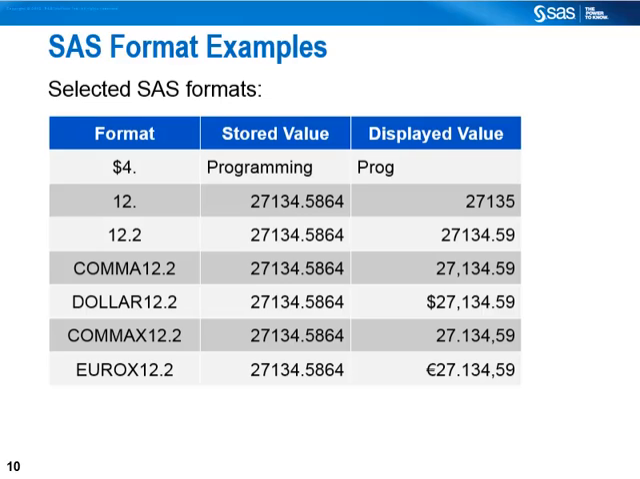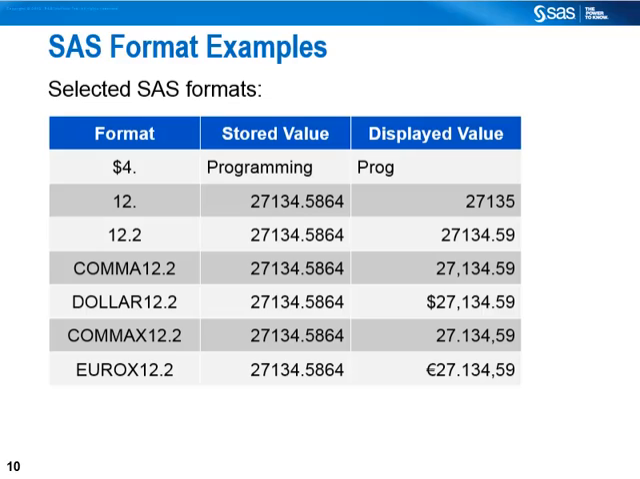We know that it's a character value and length is 4. So it just picks up the 4 characters from the beginning. Then we have 12 period. So it gives the value as 27135. Then we need to have decimal, then 12 period 2. So it will take 2 characters after decimal, and this 12 will include decimal as well.